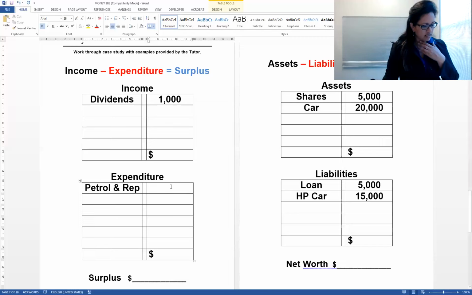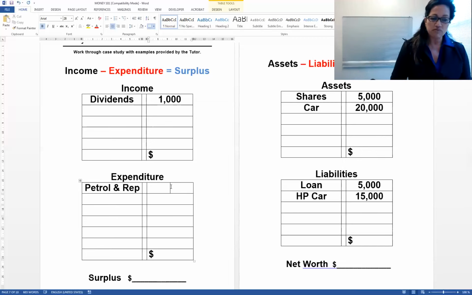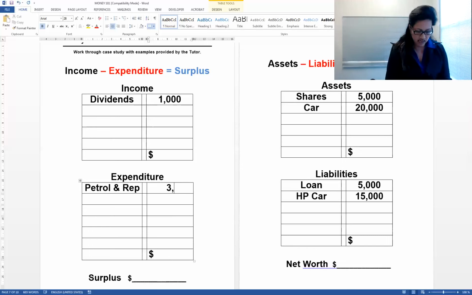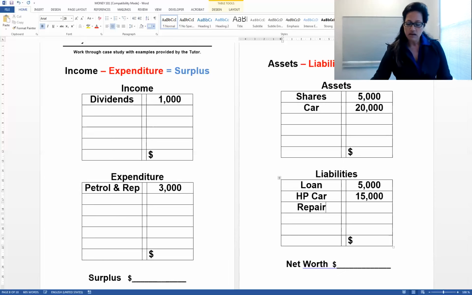And those costs, she's paid $3,000 worth of petrol and repair costs over this year, mostly petrol. But she has an outstanding repair bill to the garage, which I've been really understanding about, and she's allowed to pay it off over time. So we just need to record that liability because it's something she owes. There's a repair cost, repairs outstanding, of $2,000.